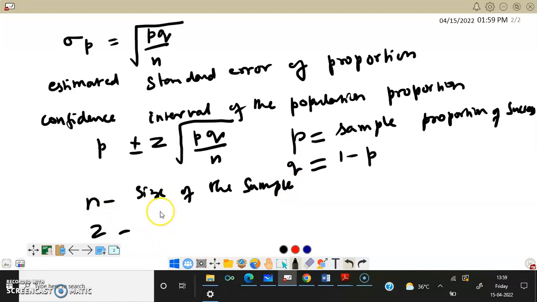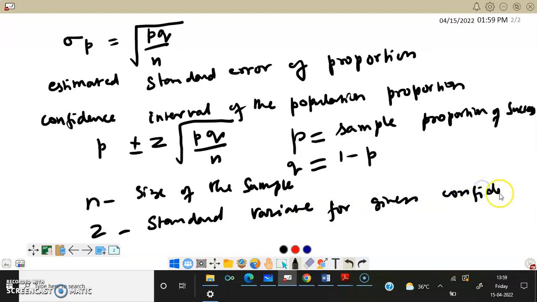As per the normal curve area table, we can obtain the standard variate for the given confidence level from the table, right? We'll go to the next illustration.